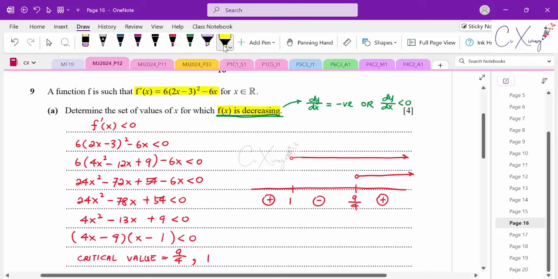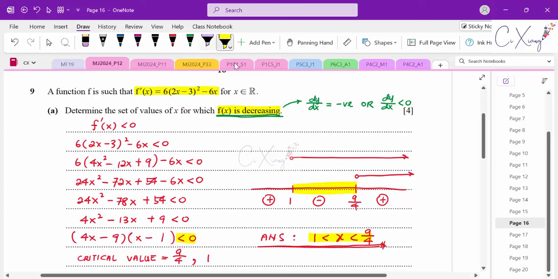So in my answer here, I'm looking for dy/dx smaller than 0. So I'm looking for the negative part. So the negative part is this one, which means that your x should be located between 1 until 9 over 4 to get the f prime x smaller than 0. Okay, so basically this is how we solve 9a.